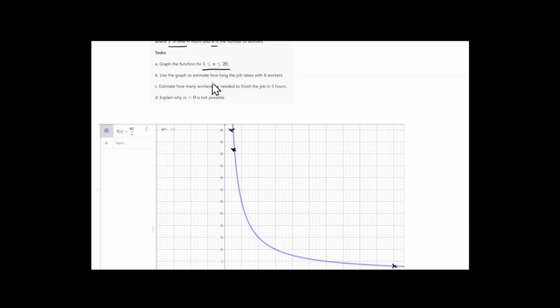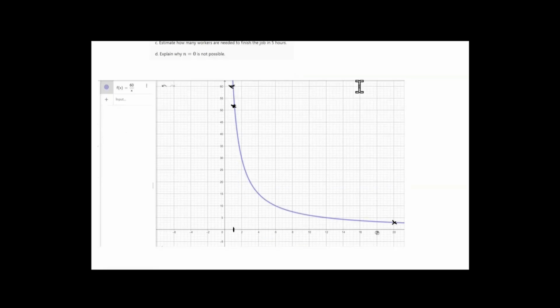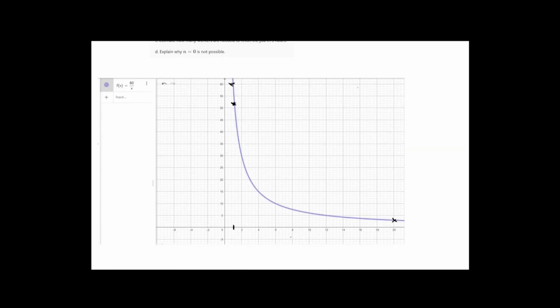Use the graph to estimate how long the job takes with 8 workers. So we're going to come on here to 8, across there, so there is 8. And it's about halfway between 5 and 10. And remember, we can split an hour into pieces. We can't split people into pieces. So we're going to say that's around about 7.5 hours.